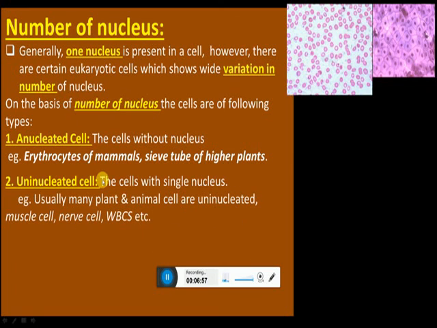Then the second type is uninucleated. Most cells are uninucleated, meaning one single cell with a single nucleus. Usually many plant and animal cells are uninucleated. Muscle cell, nerve cell, WBC, these are uninucleated cells.